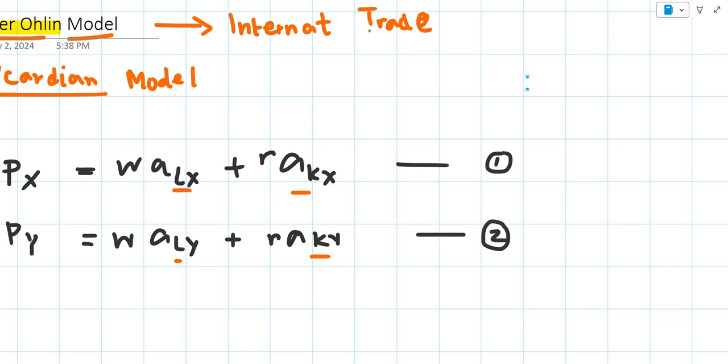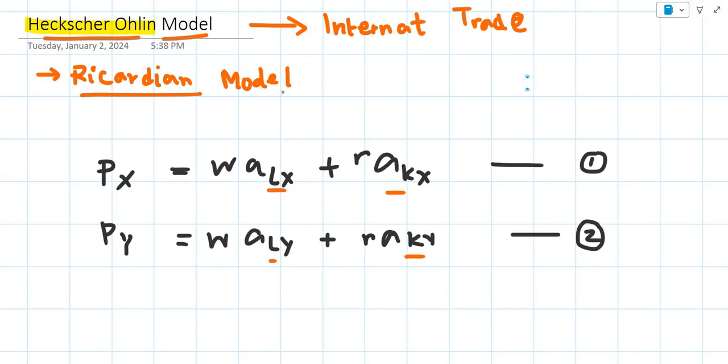Think about the Ricardian model. Think about absolute advantage, comparative advantage. The idea was basically the difference in production structure. So you have one country, say country A, and you have another country B. You realize that the production structure in country A and the production structure in country B are not the same. The production structure in country A is such that it produces X more easily than Y. And the production structure in country B is such that it produces Y more easily than X.